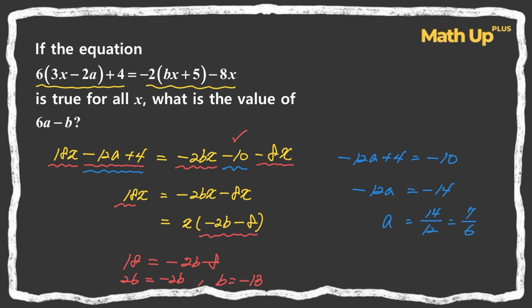So what is the value of 6a minus b? 6a minus b is equal to 6 times 7 over 6 minus negative 13. So that's 7 plus 13, which is equal to 20.